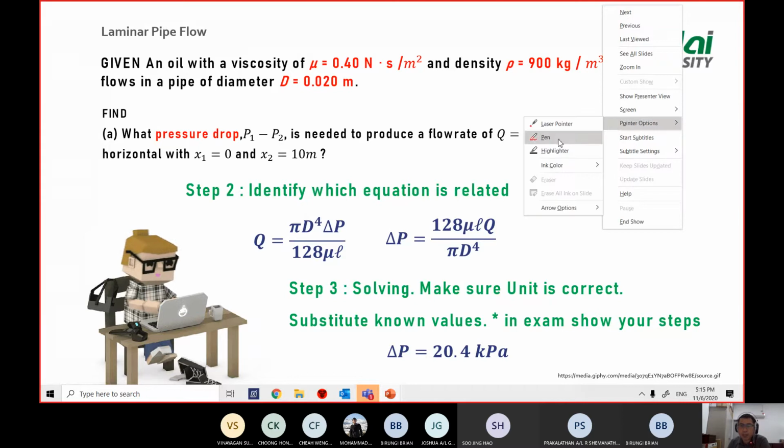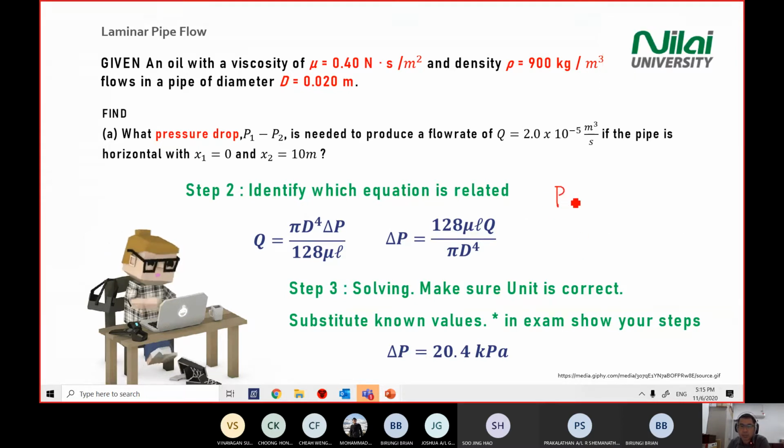Again, just extra notes. What is Pascal? 1 Pascal is pressure. Pressure equals force divided by area, so it's a Newton over meter square. Again, what is force? F equals m a. If you need to further do conversion, this is the way you do it.